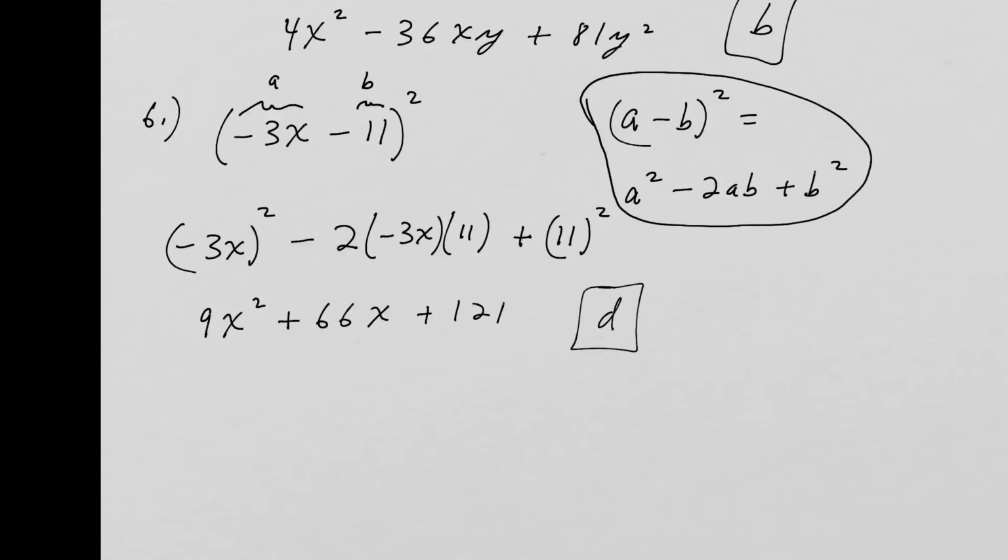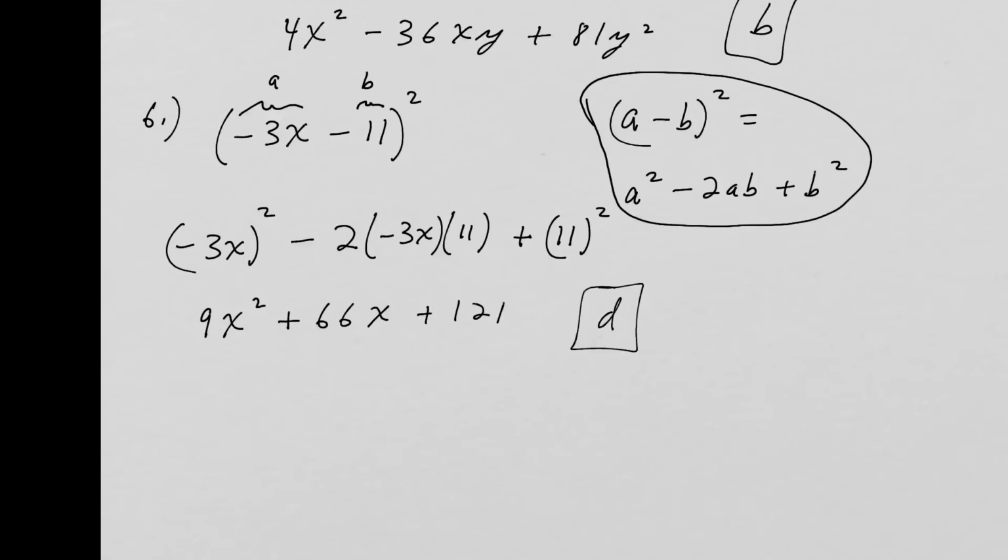If you don't like using that formula, a minus b squared equals a squared minus 2ab plus b squared, then just multiply it out. Negative 3x minus 11 squared means negative 3x minus 11 times itself. So you could just multiply it out, FOIL it out like you normally would, and you'll get exactly the same answer. So if you don't like those special products, you can always just multiply it out.